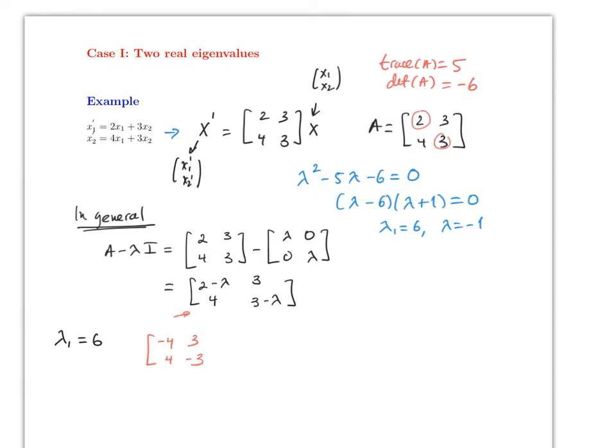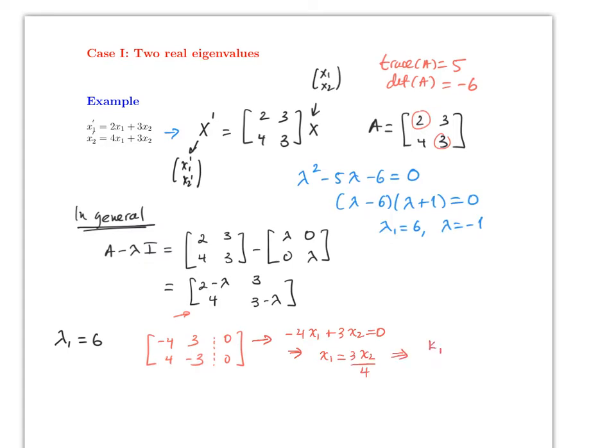How do we get that? Well, 2 minus 6 is -4, and 3 minus 6 is -3. You want to solve this equal to 0. And you can just focus on one of them because you can see that this can cancel. And this is going to be the case all the time. So from here we'll have -4x1 plus 3x2 equals 0, or x1 is equal to 3x2 over 4.